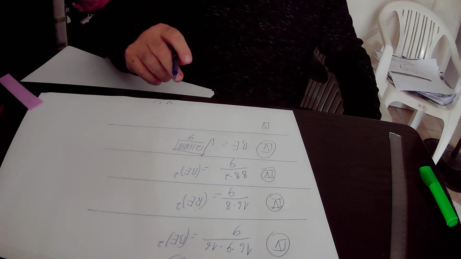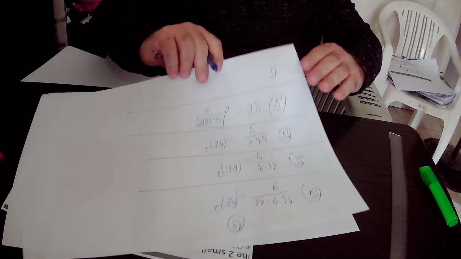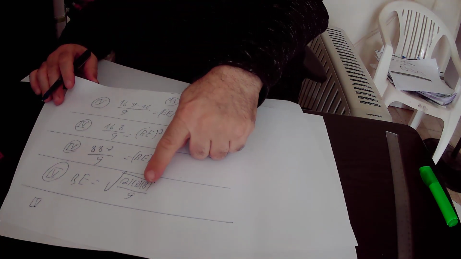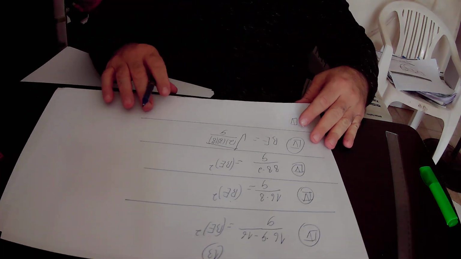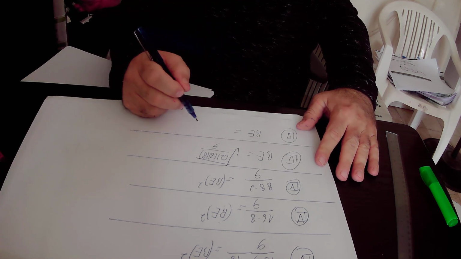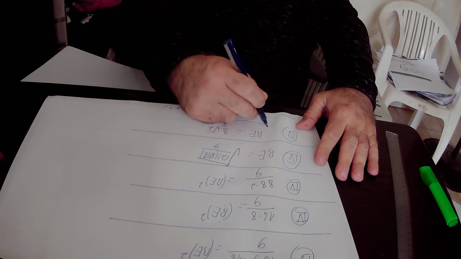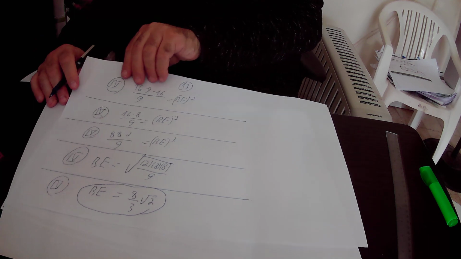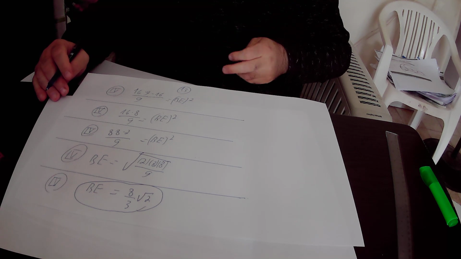So here the square root of 8 times 8 is 8 and the square root of 9 is 3. So I will write it down. In total we will get that BE equals 8 over 3 times square root of 2. So we found that the value of BE is actually 8 over 3 times square root of 2 units.